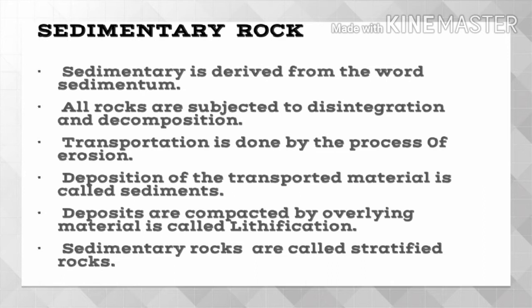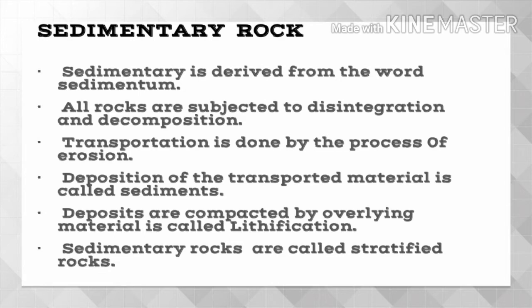All the rock materials that are there on the earth's surface pass through a process known as denudation, and denudation involves two more processes, known as disintegration and decomposition. Disintegration means just breaking down of the rock material, and decomposition means decay of the rock material. So via these two processes, formation of a new variety of rock takes place.